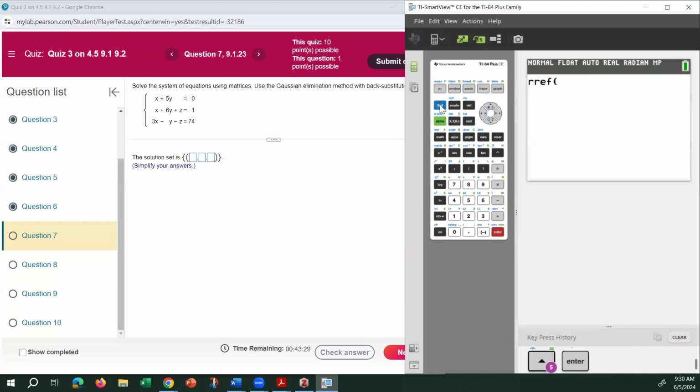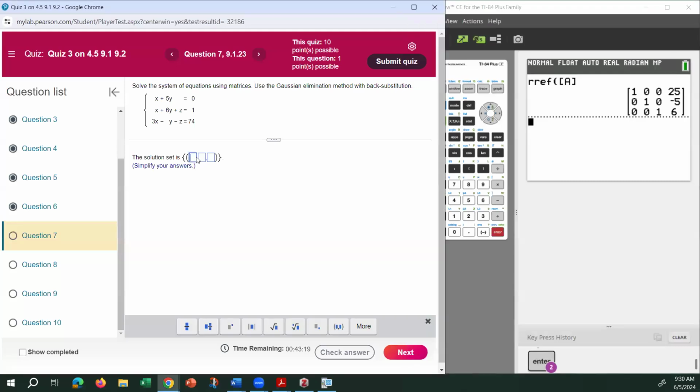And then call back your matrix, A. And then it'll give you what the X value is. So here it says X is equal to 25. Y value is equal to -5. And Z is equal to 6.